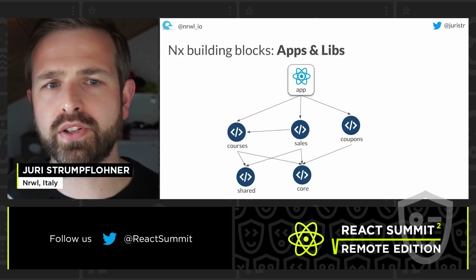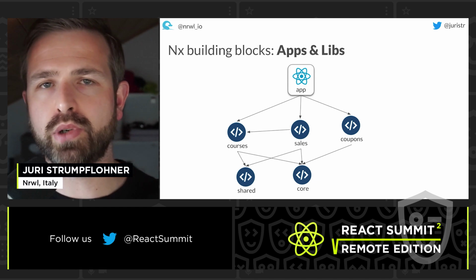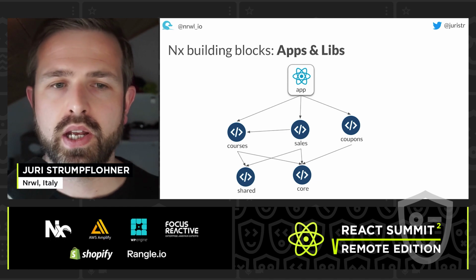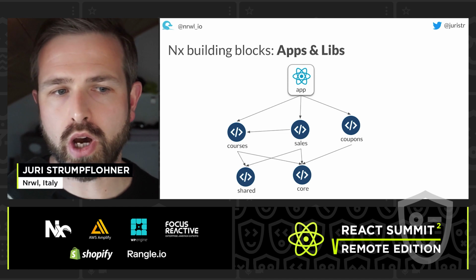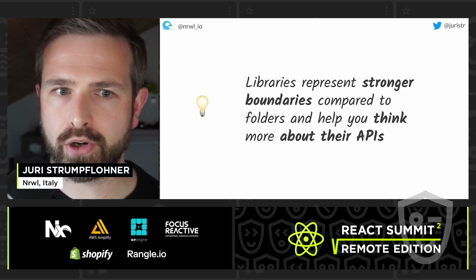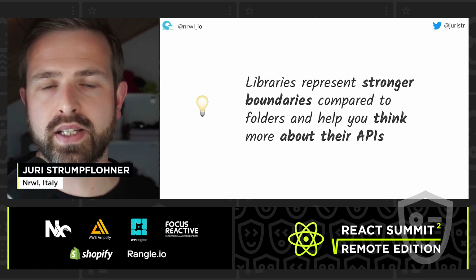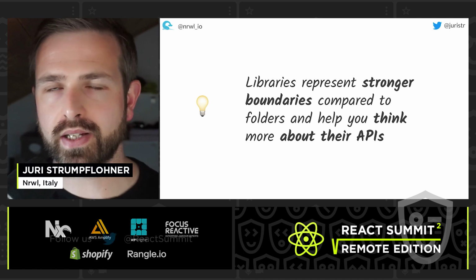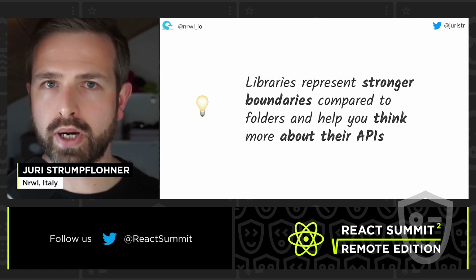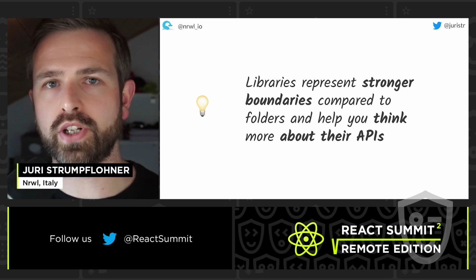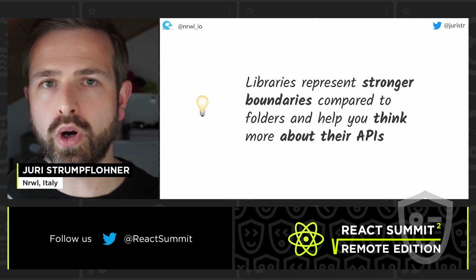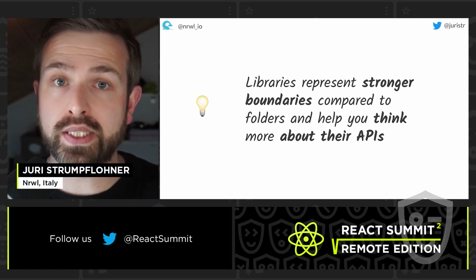Now with NX, it's a bit different. So there we have the building blocks of apps and libraries. Now the application, as you can see here, sits at the very top, and then there are the single libraries down there. And the reason for that is it leads to a better architecture in general, because libraries represent a much stronger boundary than just folders. With folders, it's very difficult to actually control what can be exported and also signal what can be exported by other developers.